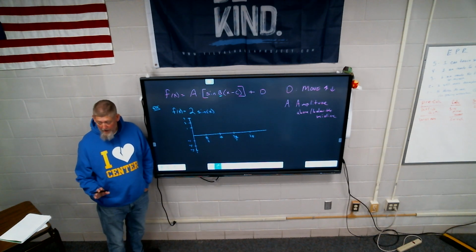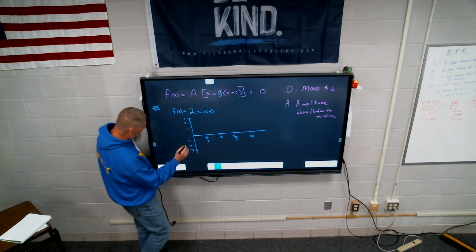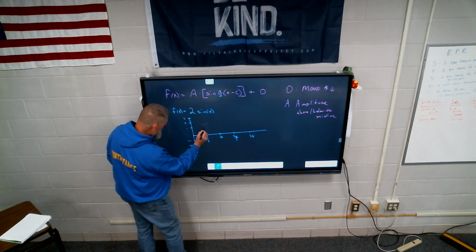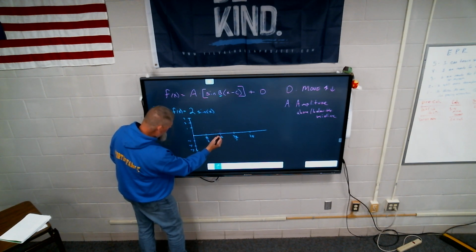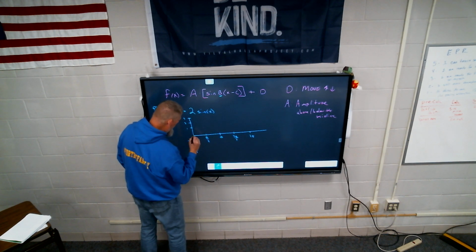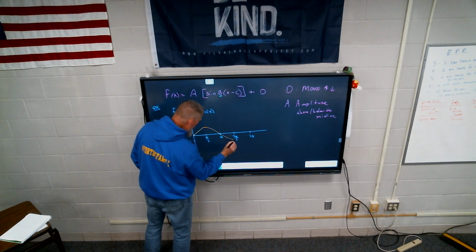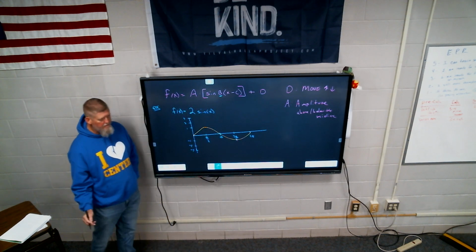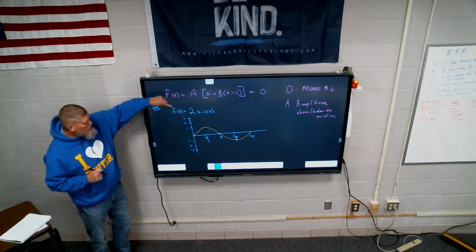Okay, so you remember our parent graph, right? Our parent, we had 0, and then it went to pi over 2, 1, and then it went back to 0, and then it went to 3 pi over 2, negative 1, and back to 0, right? That's my parent, correct? Give me a yes. Yes. What does the 2 then do?